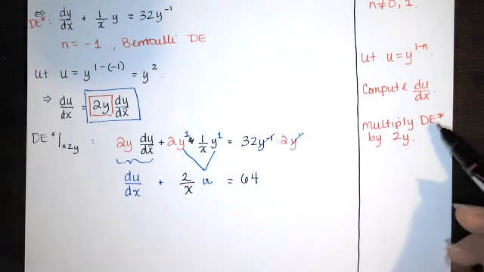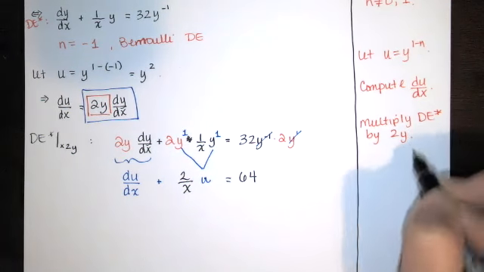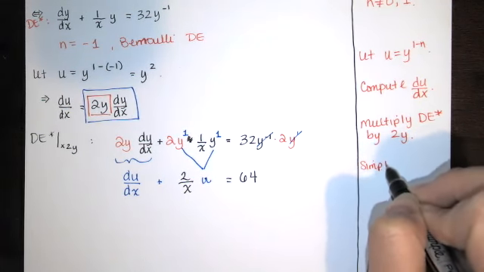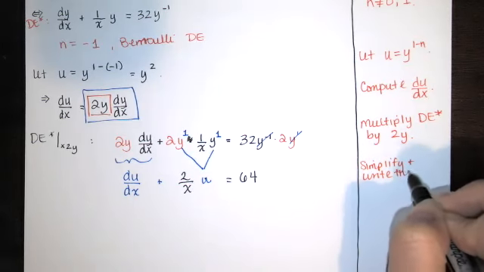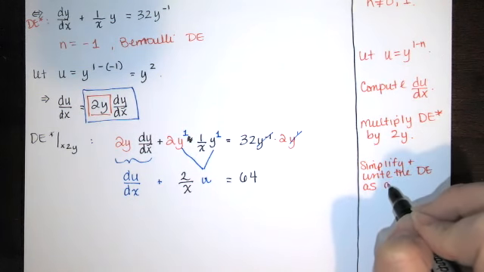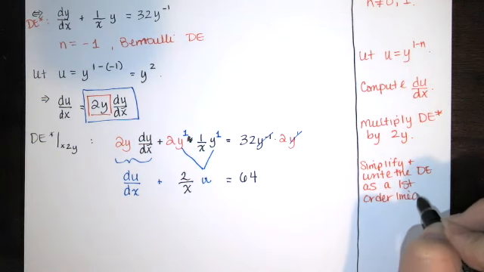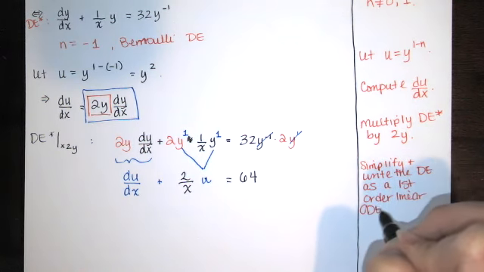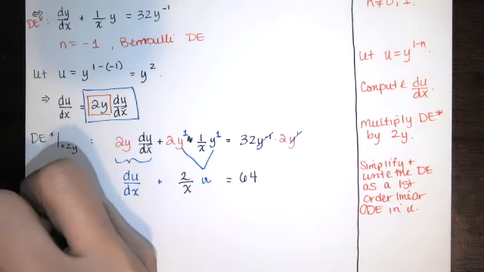So we multiplied the differential equation by 2y, and then we simplified and wrote the DE as a first order linear ODE in u. That's our new variable. I'm going to label this one DE double star.